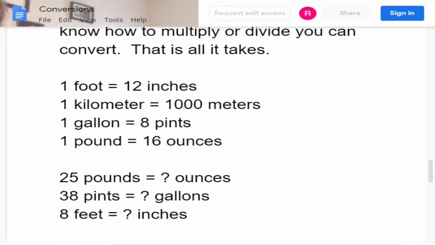So let's just go through some examples. Okay? I put the conversion rates up here. 1 foot equals 12 inches. 1 kilometer equals 1,000 meters. 1 gallon equals 8 pints. 1 pound equals 16 ounces.